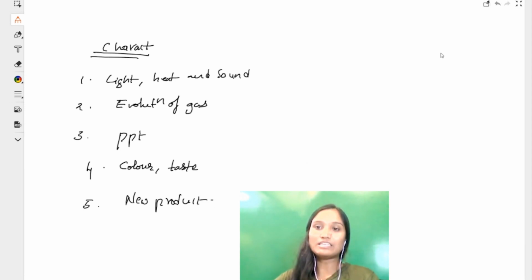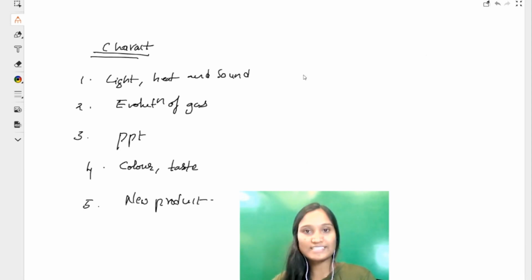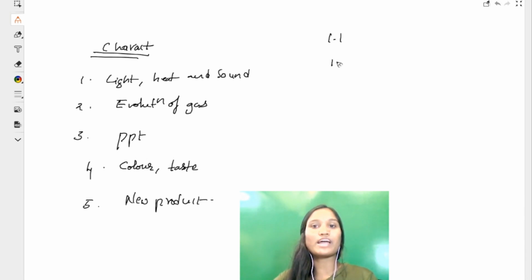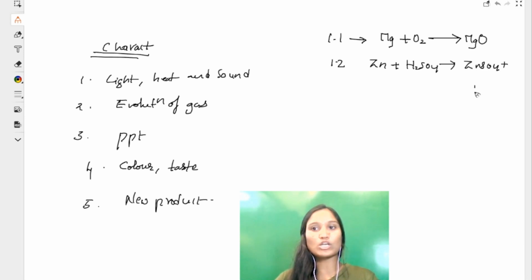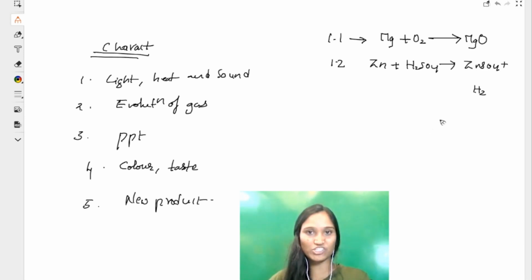And of course, after learning this, we discussed activity 1.1 and activity 1.2. Activity 1.1 was about burning magnesium ribbon, where magnesium is burnt in presence of oxygen to give magnesium oxide. And activity 1.2 is when zinc granules were added to dilute H2SO4, leading to formation of zinc sulfate, and along with that hydrogen gas is liberated, right?